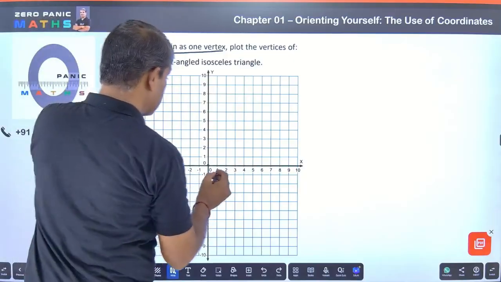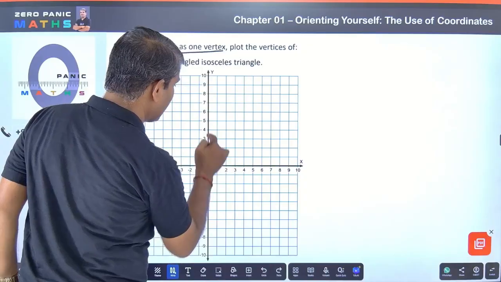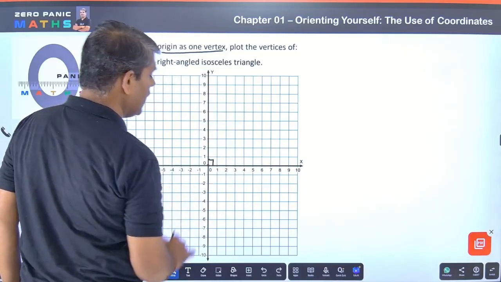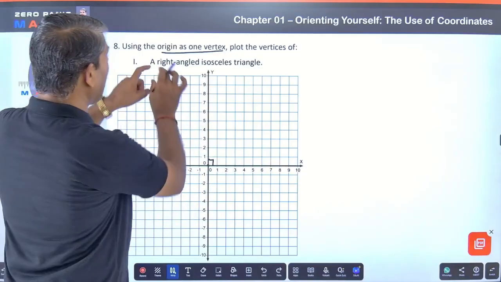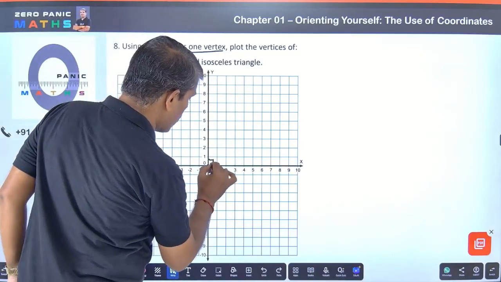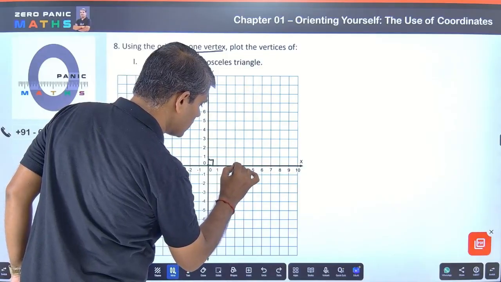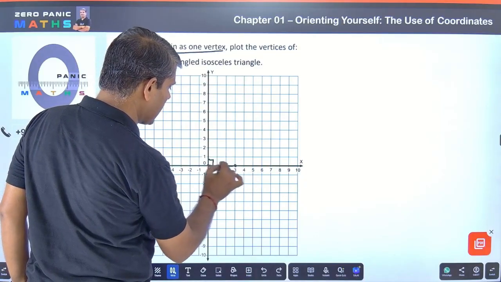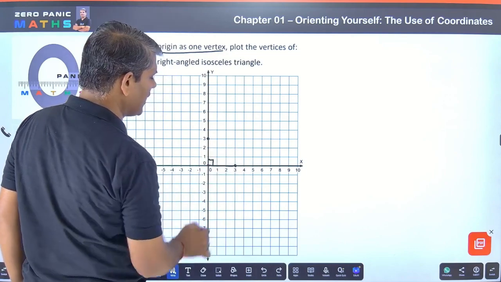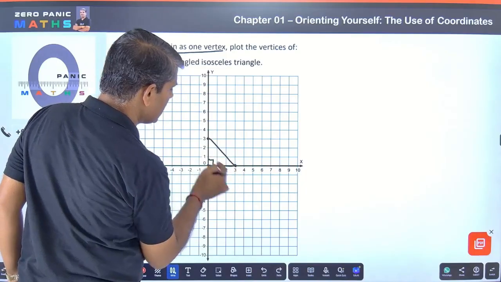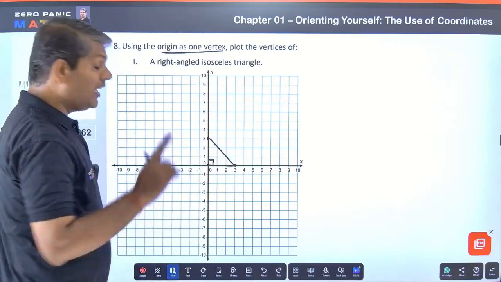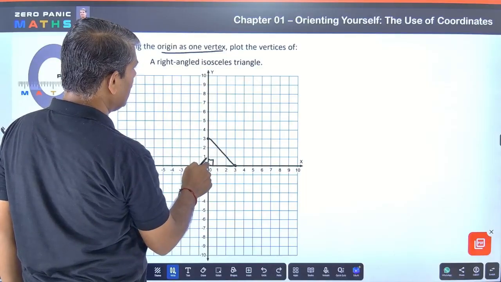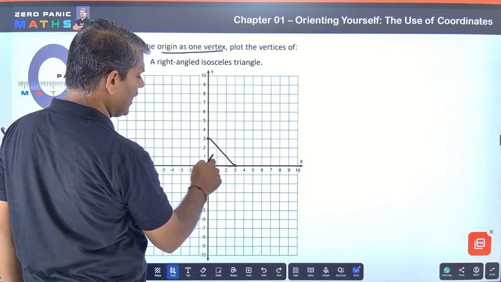Suppose I take this as the right angle, because both the x-axis and y-axis make a right angle here. Then I should plot the triangle with one side starting from here, 1 to 3. I can take 1 to 3 or 1 to 4, and whatever value I take for this side, I should take the same for the other side, and just connect them. So this is that triangle. It is an isosceles triangle using the origin as one of the vertices, and making a right angle there itself.